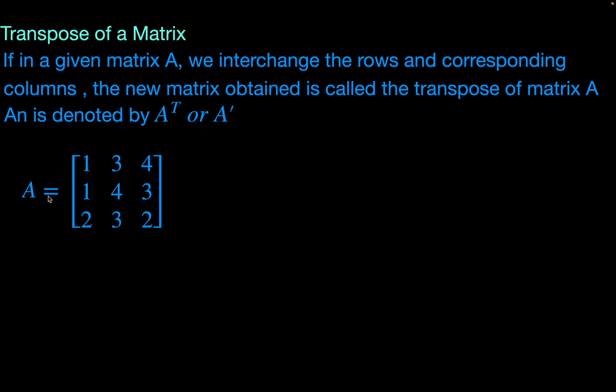So a matrix A is a square matrix having terms 1 3 4, 1 4 3 and 2 3 2. So the transpose of this matrix will be 1 1 2, 3 4 3 and 4 3 2. We see that the rows become columns. So the first row is 1 3 4, it will become the first column 1 3 4, the second row will become the second column, and the third row will become the third column.